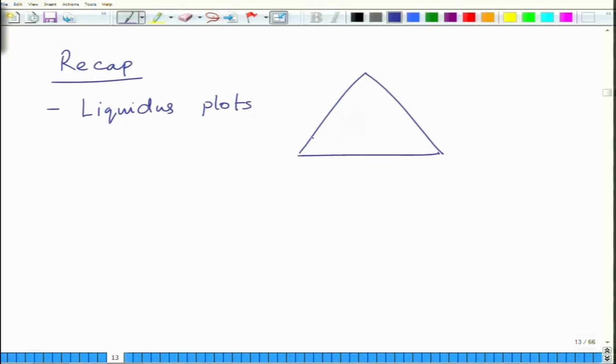So for example, for isomorphous system you may have situations like these. So these are various temperature profiles T1 to, let us say, Tn as you go from A B C, and they basically determine the liquidus surface of the ternary phase diagram. Then similarly you can have solidus plots as well.